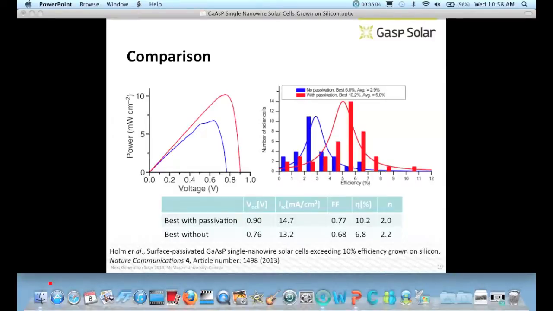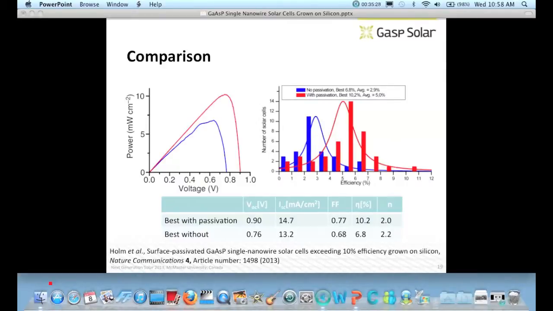we did a lot of these individual nanowires, and you see the average efficiency of the unpassivated ones is around 2.9%, and the average efficiency of passivated is around 5%. So we have an increase in efficiency of around 70% just by adding a kind of passivation layer to the nanowire.